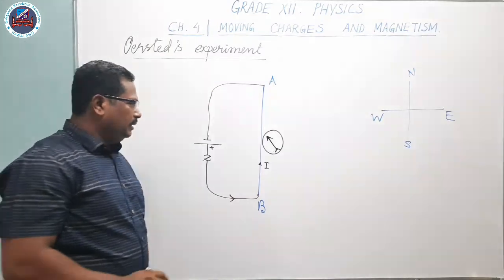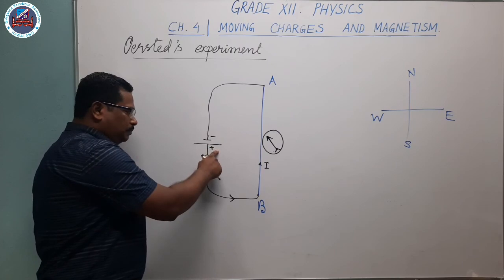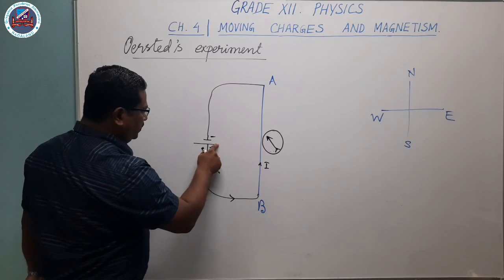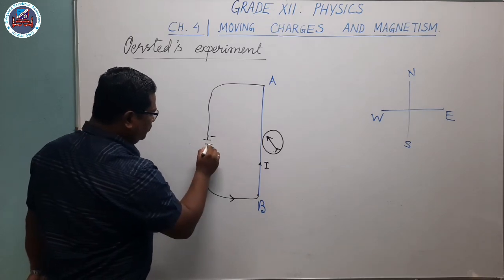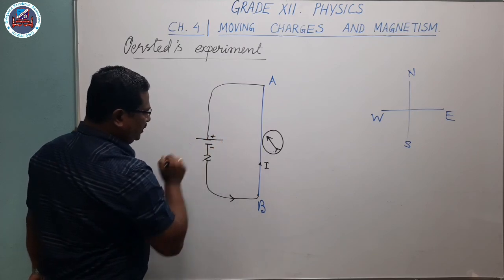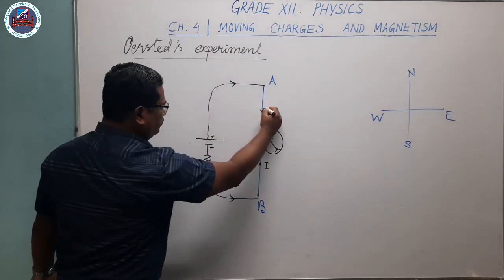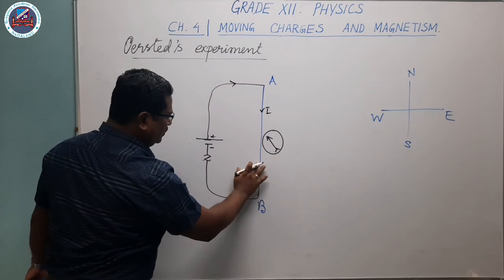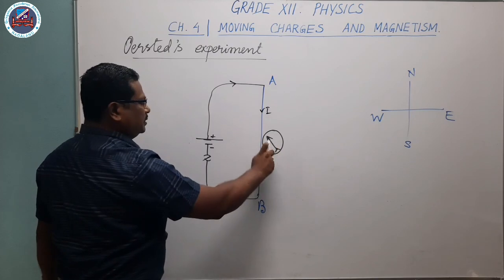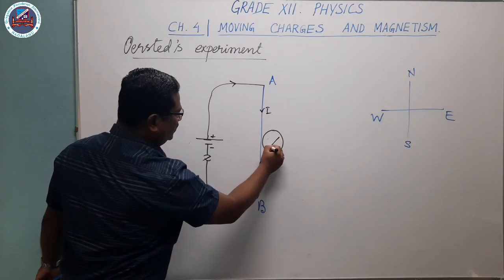Then he tried to reverse the direction of current. Earlier, this terminal was positive and this terminal negative. He changed the terminals and allowed the current to flow in the reverse direction. This one became positive and now this is negative. In this case, current will flow from top to bottom. What he found was the reverse effect. The compass needle started deflecting towards the right.